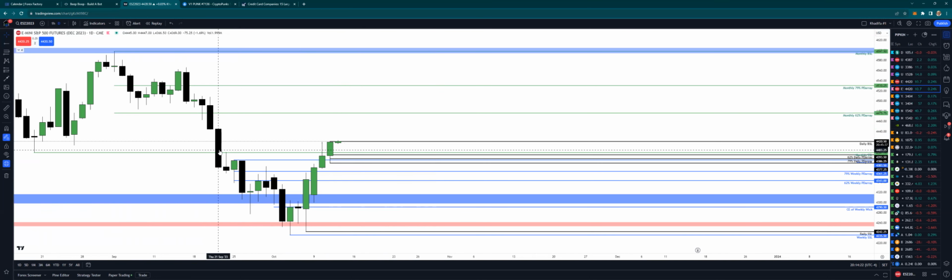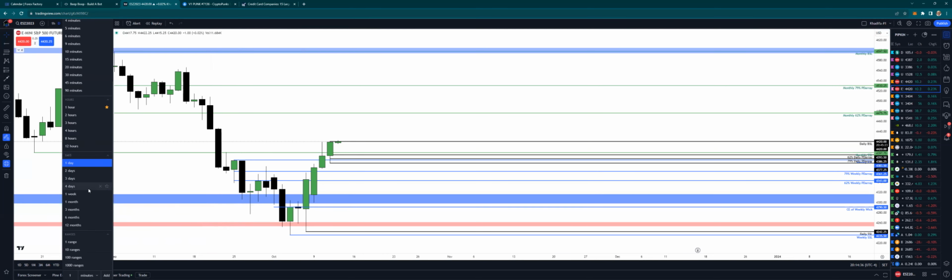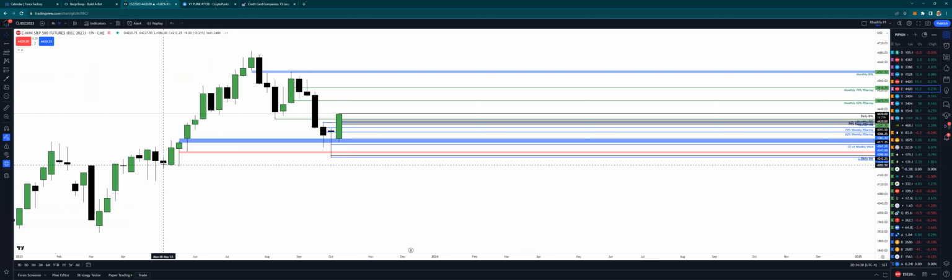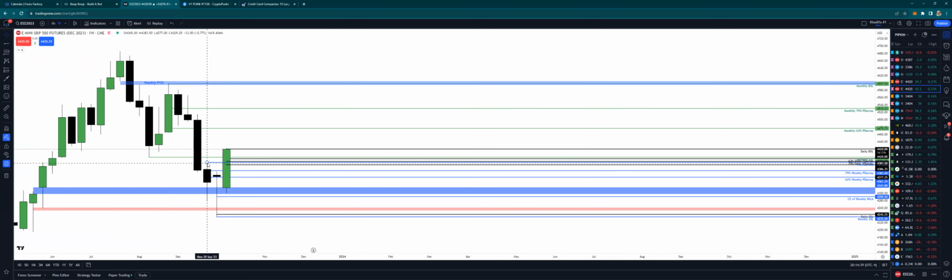You can see we're currently inside of a weekly fair value gap. That's what this is right here. Daily fair value gap here, right? And then another fair value gap here. If we go to the weekly time frame, you'll see that makes one big fair value gap, which is from this high to this low, right? So we're within that weekly fair value gap now.